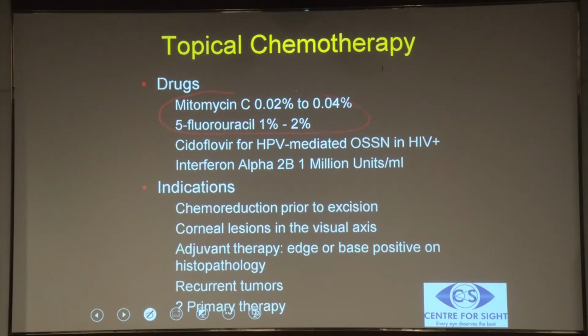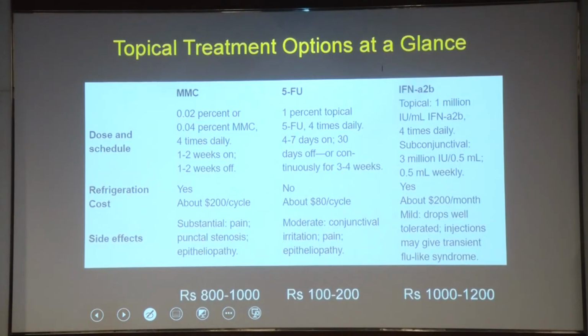Mitomycin and 5-fluorouracil are chemotherapeutic drugs. Both are extremely useful, have been used over a long period of time in the management of ocular surface tumors. What is relatively new is interferon alpha-2b, which is immunotherapy. In between that is a specific use of cidofovir, which is hardly ever used. These are very specific cases of OSSN with HIV positivity where cidofovir is used.